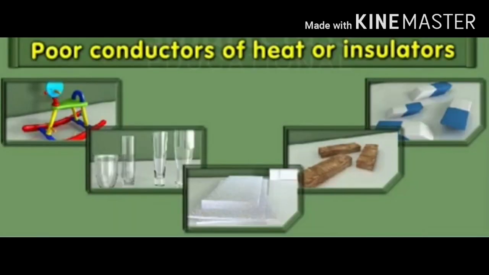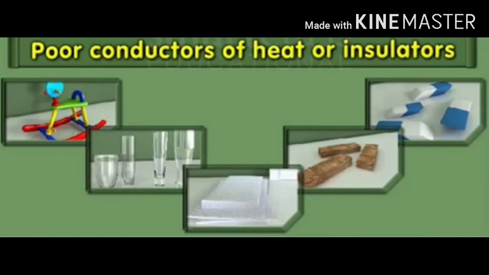Those materials which do not allow heat to pass through them easily are called poor conductors of heat. The materials which are poor conductors of heat are called insulators. A poor conductor of heat is an insulator of heat. Some examples are plastic, wood, paper, cloth, leather, cotton, thermocol, rubber, bricks, cork, bamboo, glass, water, air, etc.